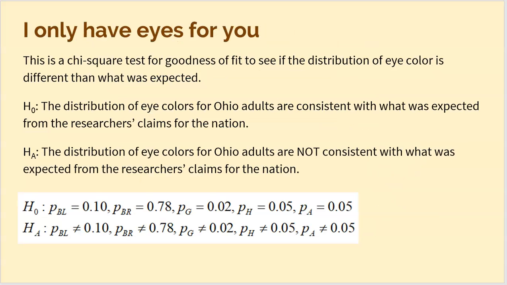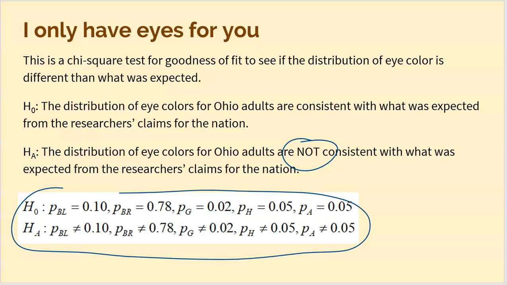So step 1, of course, was naming it. It's the chi-squared test for goodness of fit to see if the distribution of eye color is different than what was expected. The null and the alternative, again, I highly recommend writing this out. The null is that the distribution of eye colors of Ohio is consistent with what was expected from the researchers' claim. So the null is that, nope, Ohio is no different than the rest of the nation. And the alternative is literally the exact same sentence, just putting the word not in there, saying that the distribution of eye colors for Ohio is not consistent with what the researchers claimed for the nation. Now, you could use numbers and symbols here, but this is kind of long and honestly, I think more complicated to write out. I don't actually like that, but it is acceptable.